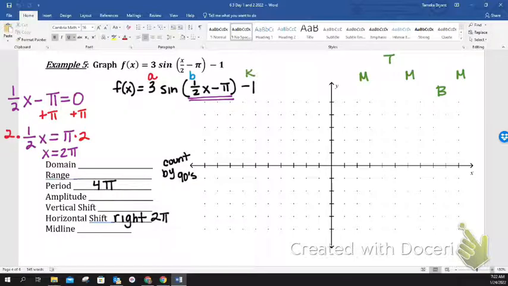What is the amplitude? The amplitude is 3. The K value is -1, so it's going to go down 1, which means your midline is at y equals -1.